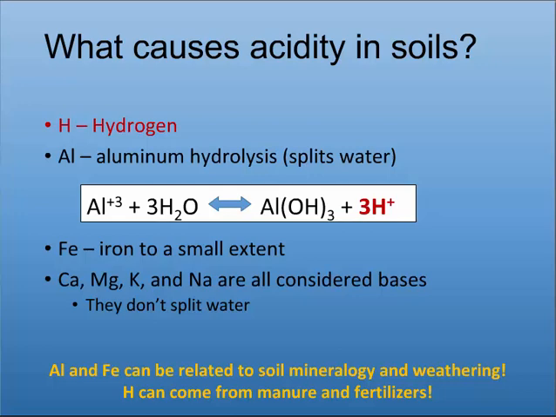Calcium, magnesium, potassium, sodium, we consider those bases because they don't split water. Since they don't split water, they don't create acidity, so we can call those the bases. So in your soil lab test reports, hydrogen and aluminum represent acidity in soil. Calcium, magnesium, potassium, sodium all represent the bases. Aluminum and iron can be related to soil mineralogy and weathering, how much aluminum and iron you have in your soil. And you've got to remember that hydrogen can come from manure and fertilizer, so we can have different sources of those acids.